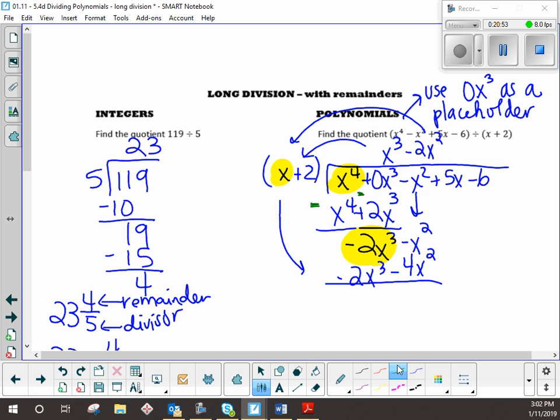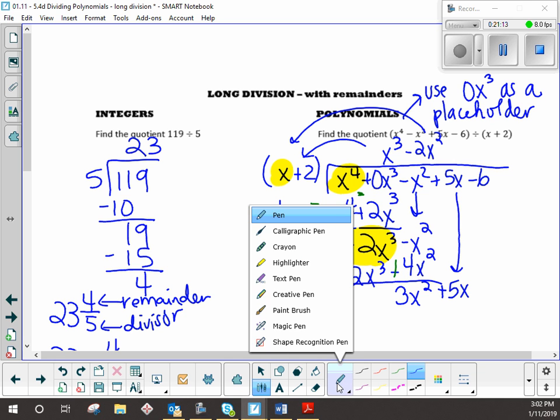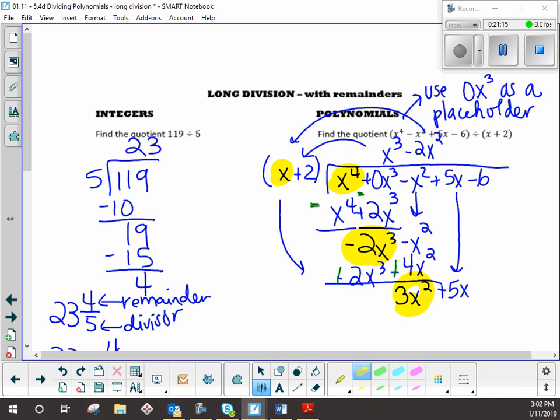Change the signs. Plus, plus. The x cubes drop off. Then I do negative x squared plus 4x squared is 3x squared. And bring down the 5x. Oh my goodness. Okay. Now we have, this is my leading term. 3x, right? X times 3x gives me 3x squared.